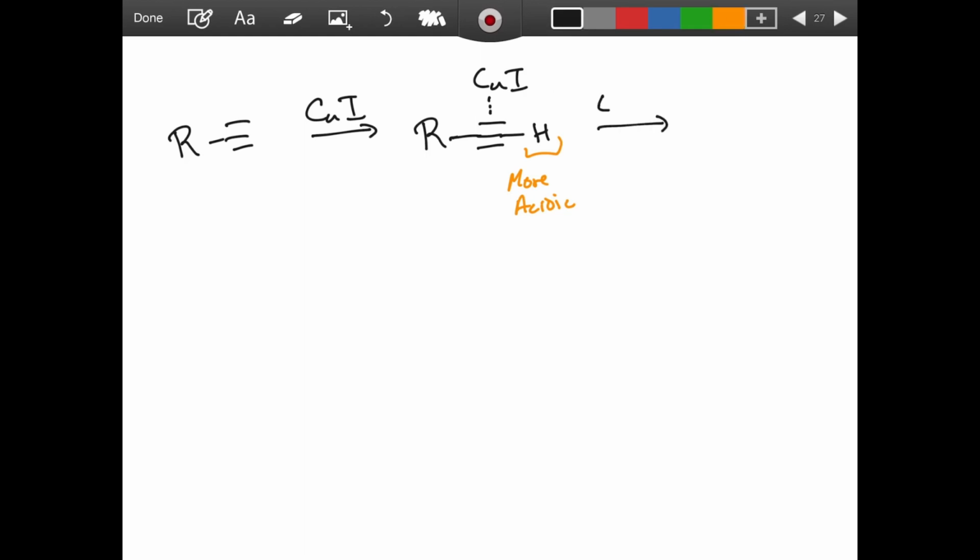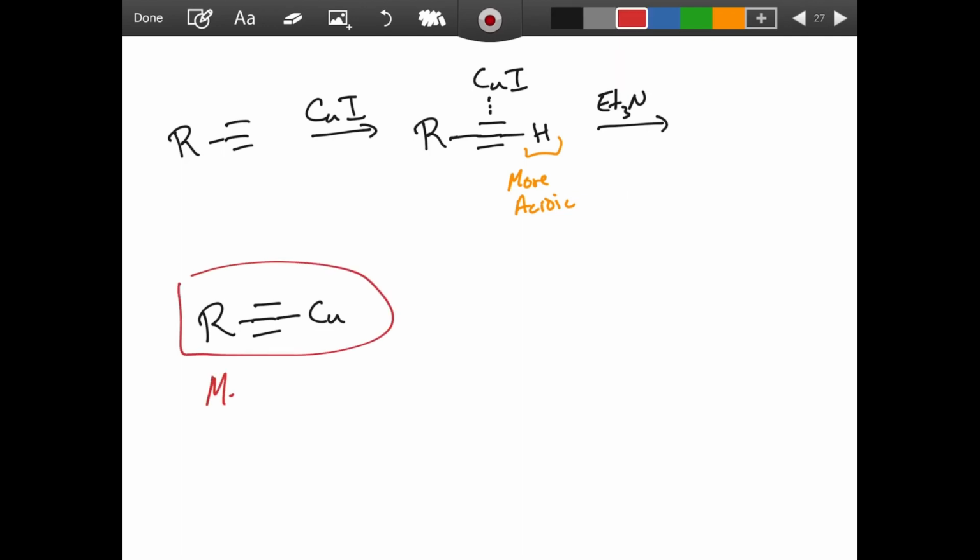So when you have triethylamine or any other kind of trialkylamine base that normally wouldn't be able to deprotonate a terminal alkyne, with the copper bound to it, now that hydrogen's acidic enough, and you can make your copper acetylide, and this is your metal for transmetallation. So you're making your metal compound in solution.